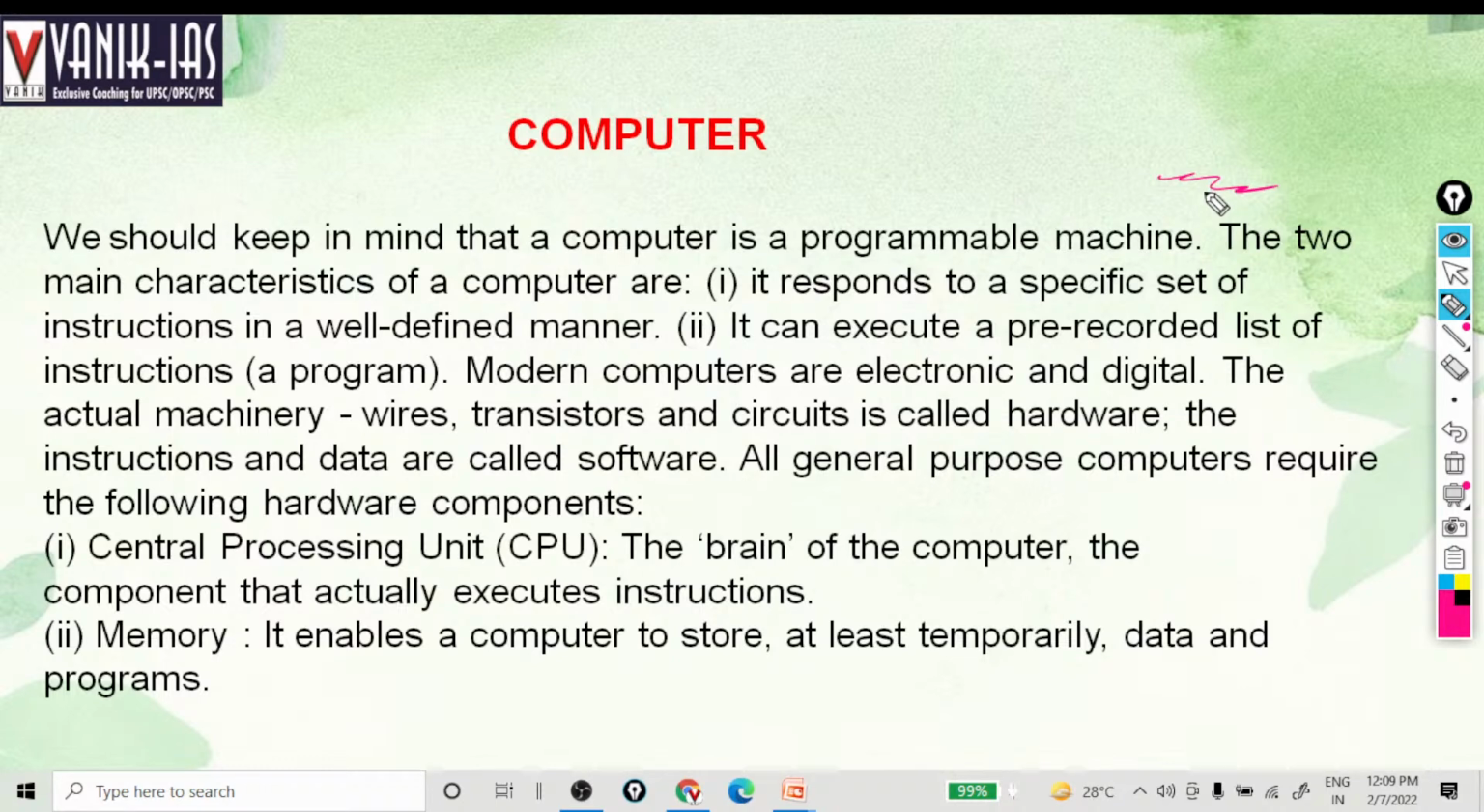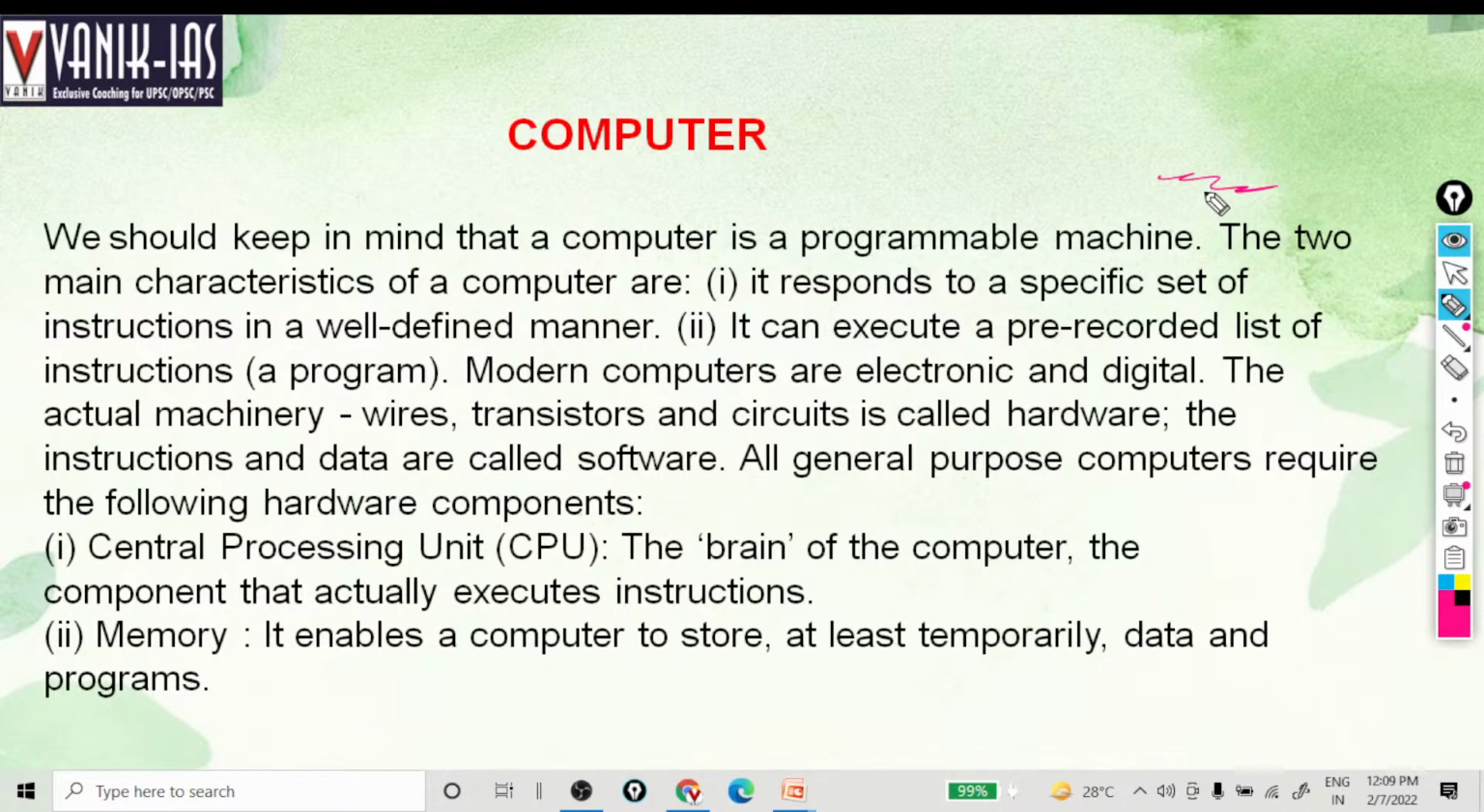Today we'll discuss computer science and technology. This year they have changed the pattern. They are asking a 10 marks question, and they are asking questions from computer every year. So you cannot ignore the computer part. So we'll start.